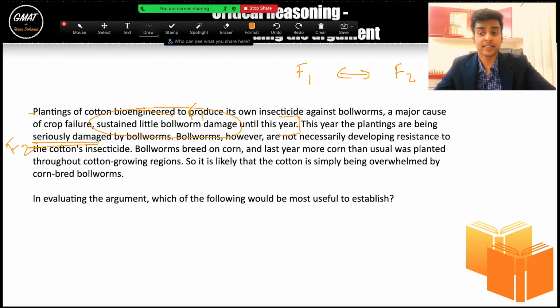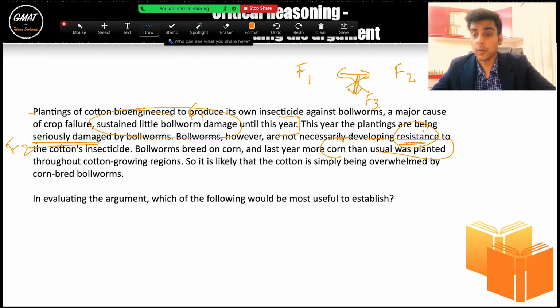Bollworms, however, are not necessarily developing resistance to the cotton's insecticide. Now, again, what's the main factor here? The resistance. And the argument is saying that they're not developing resistance. So, if there was a possible explanation for this paradox, let's call that F3, then F3 just takes away this explanation and says that resistance is not the reason. Bollworms breed on corn, and last year more corn than usual was planted throughout cotton growing regions. What is the factor here? The volume of corn. More corn than usual was planted. That's the main factor here.